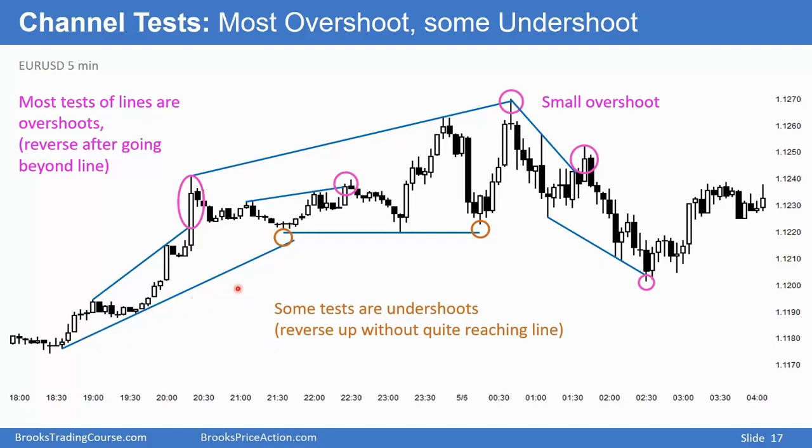Here, I can draw a line, and the market reversed up without reaching the line. Here, I have a double bottom, and the market sold off strongly, but reversed up without reaching the line. That is an undershoot.